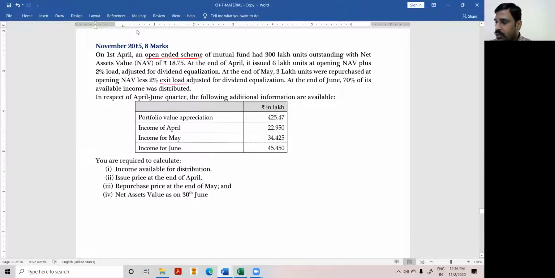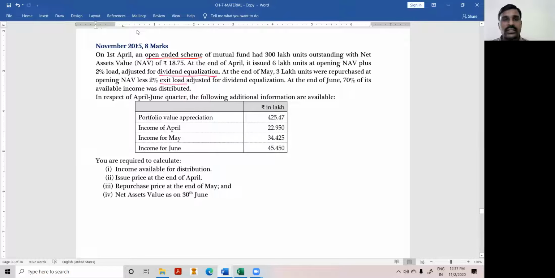Another load is also given, entry load. That is only for this problem, but in reality, there is no entry load. SEBI has already abolished the entry load. So I'm not going to discuss the entry load. I'll solve the problem, but there is no discussion of entry load. Okay, exit load is there. As of now, SEBI has completely abolished the entry load.